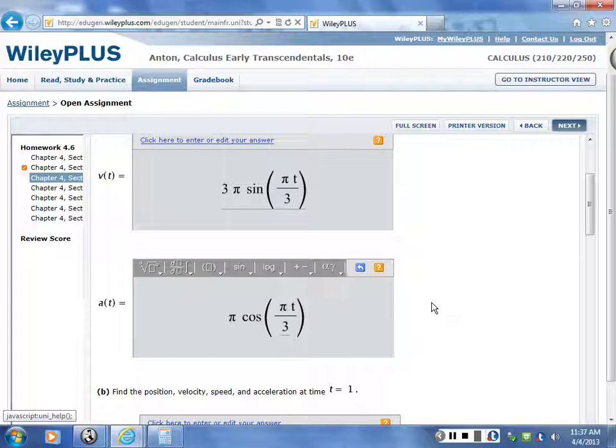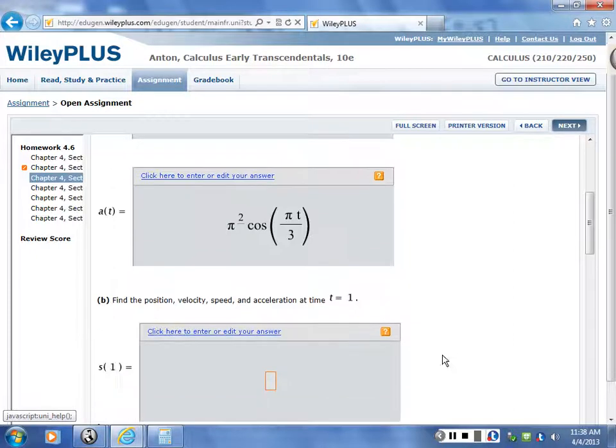Wouldn't it be squared? It would be, thank you. Right? Because I have 3 pi out front, and I take the derivative of sine, which is cosine, evaluated to the inside, times 3, times pi over 3. So the 3's cancel, and I have pi times pi, which is pi squared. So find the position function at 1.